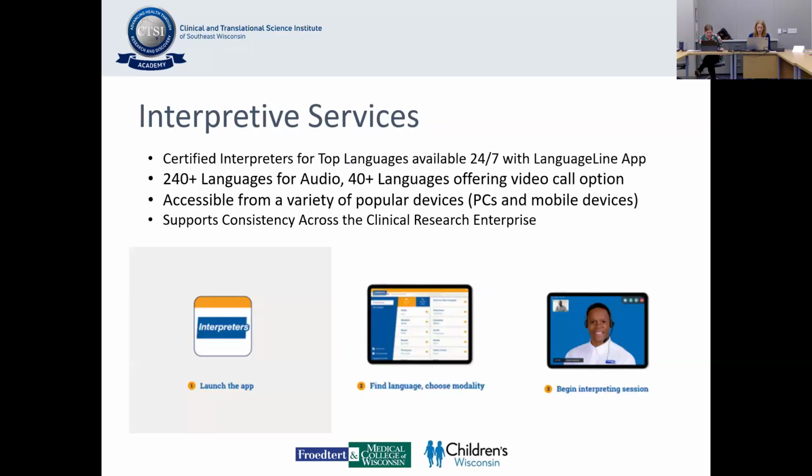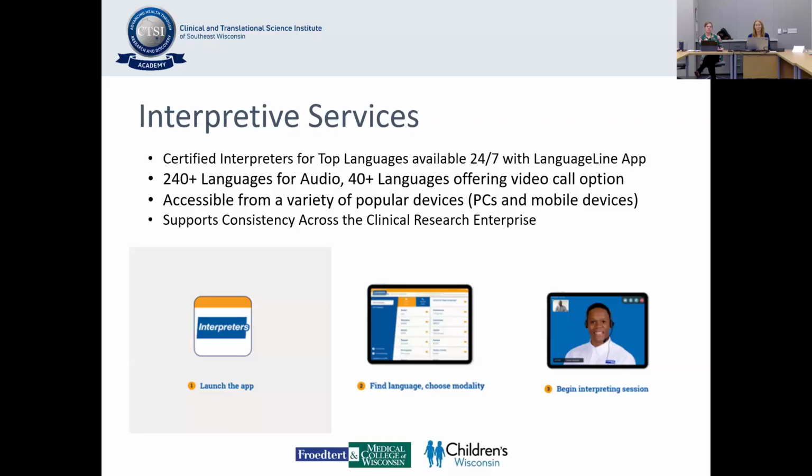For interpretive services, Language Line again assists us with this. It's common to have multilingual staff members within our institution. But we do want to remember that when talking about consents, when speaking about specific medical coverage and issues and expectations for the course of the study, we want to be very clear in those conversations. And so having that certified interpreter is really key. And so with Language Line, we offer both audio and video options for interpretation.